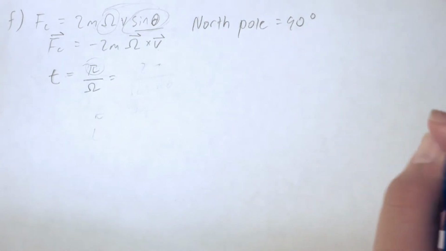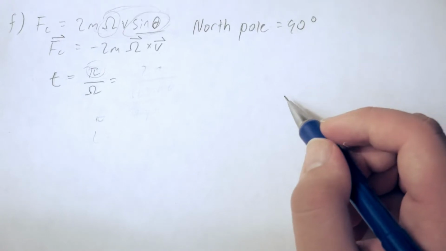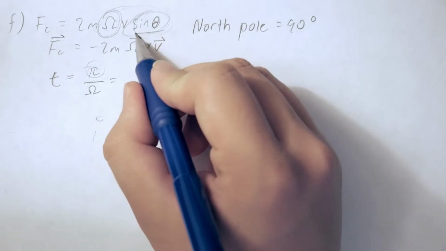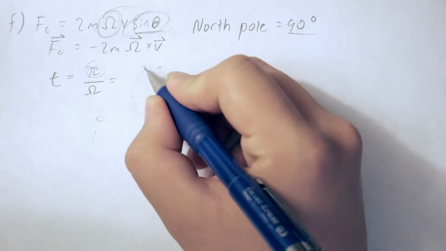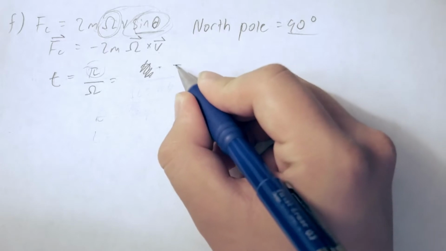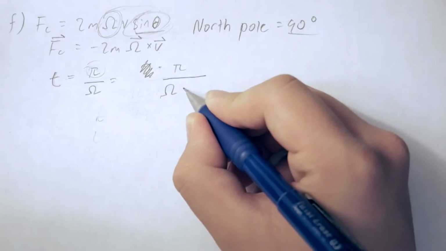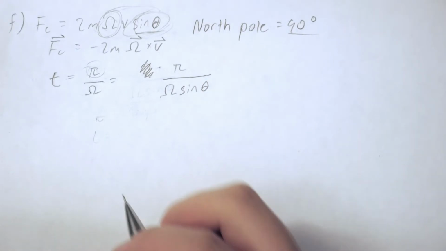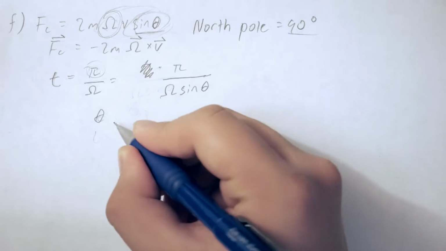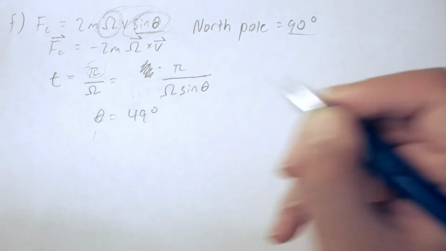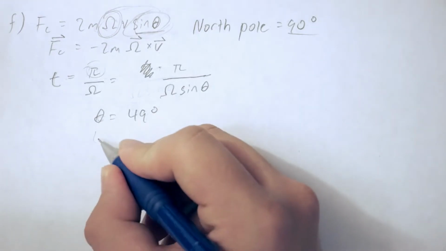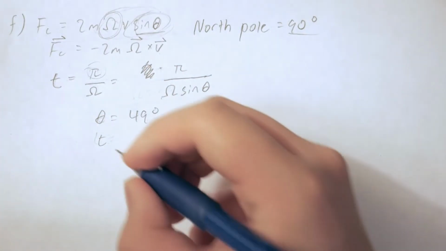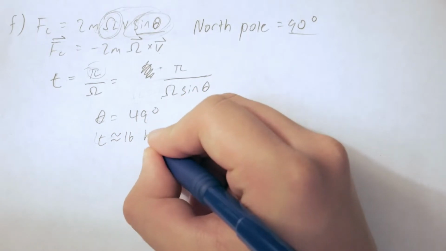And we also know that the Coriolis force involves the factor omega sine theta. And we know that sine of 90 is 1. So it's very possible that this expression is actually pi over omega sine theta, and this would be the general formula. And from there we can simply substitute 49 degrees and get a time of around 16 hours.